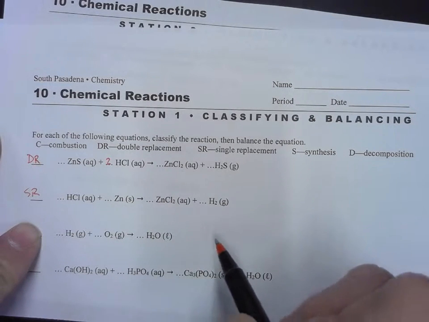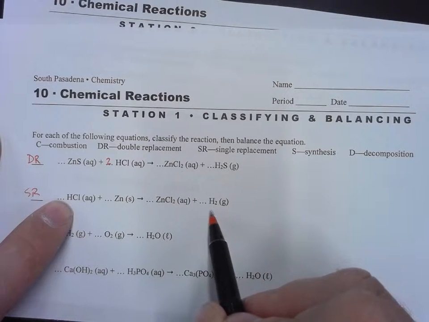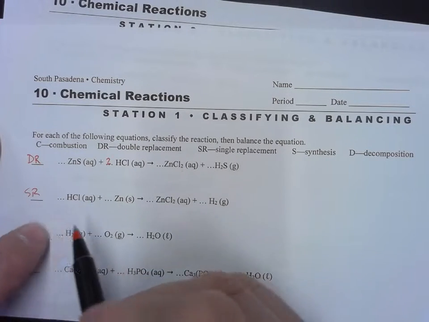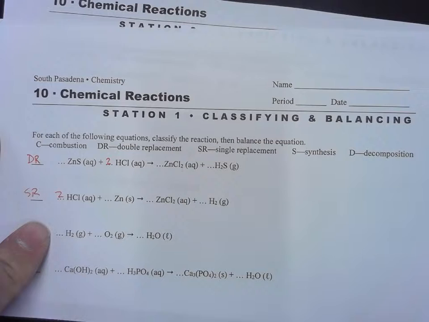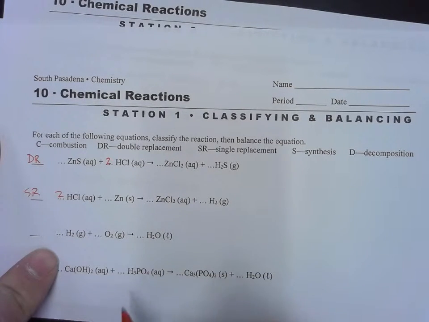Single replacement reaction. Okay, one hydrogen here, 2 here, 2 chlorides, and 1 there, and 1 zinc and 1 zinc. So again, if we put a 2 right there, we're balanced. Next, H2 plus O2 yields H2O.